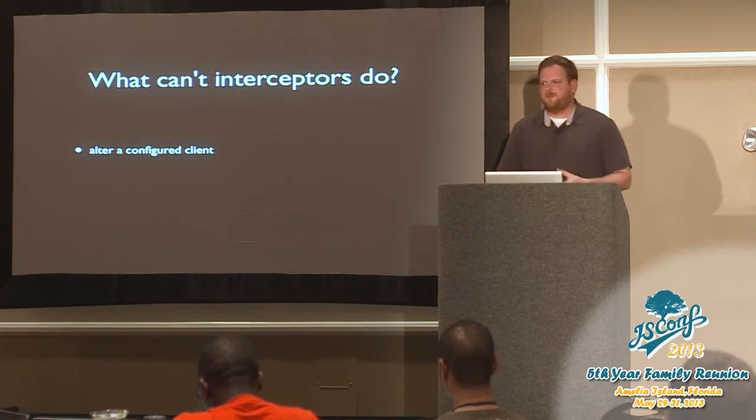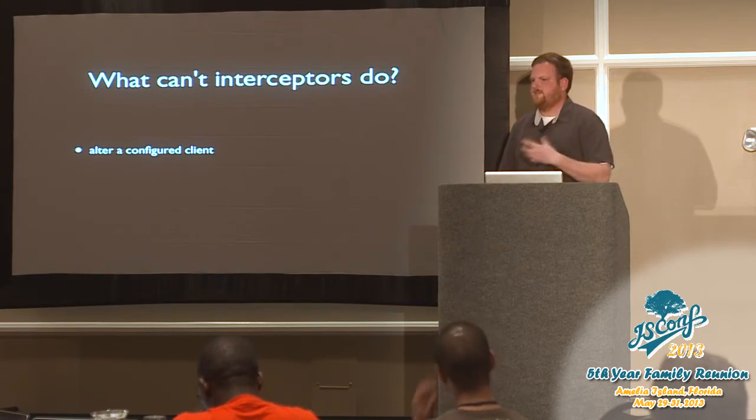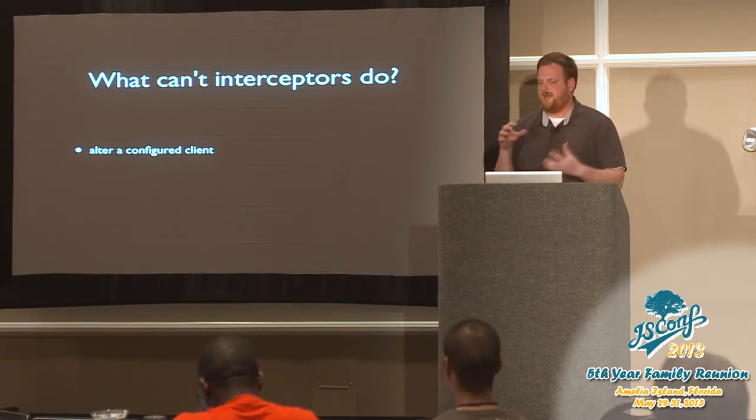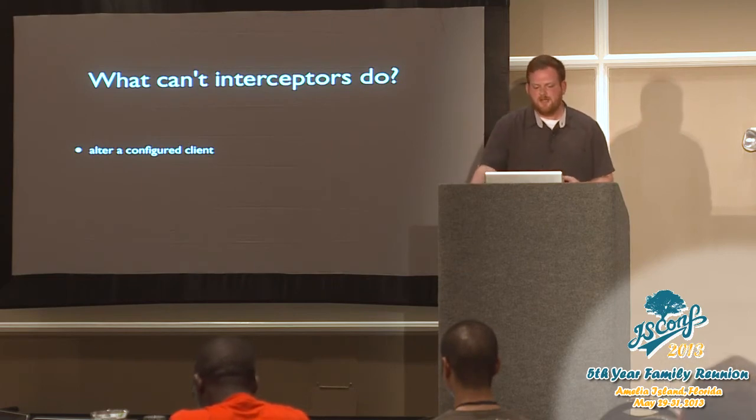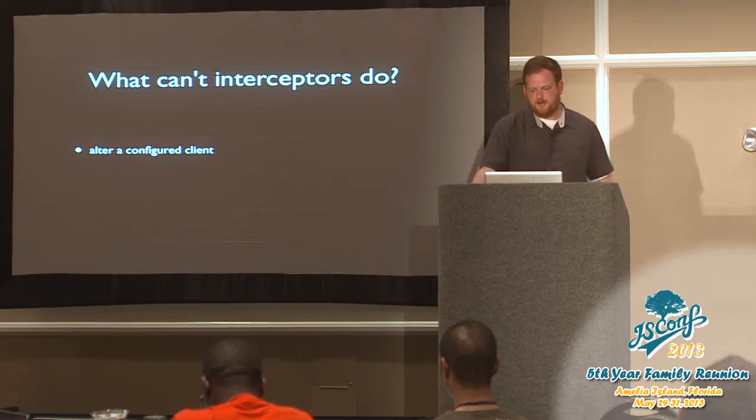So the only thing interceptors really can't do is alter another configured client, because a client is just a function. Functions have closure. You can't manipulate it once it's created. So that's actually also what makes it safe to take a client that's once configured and share it within your application.